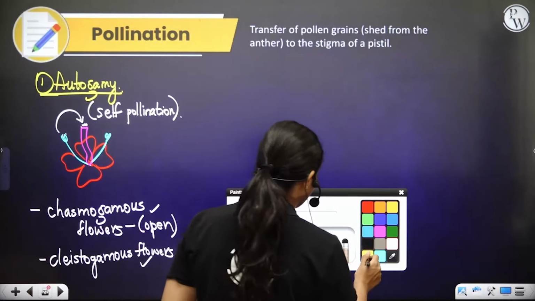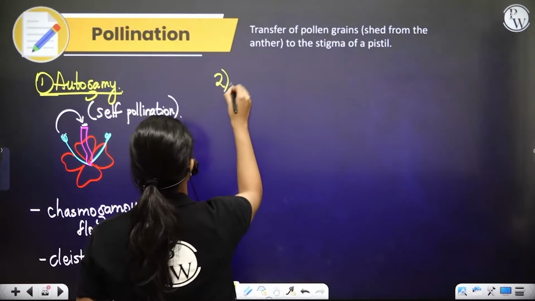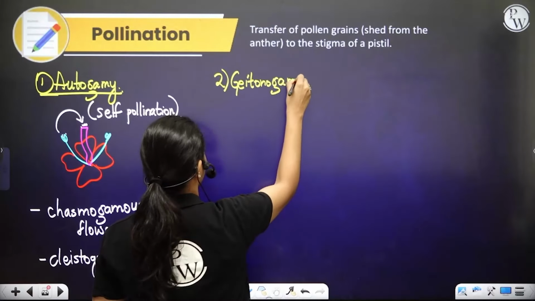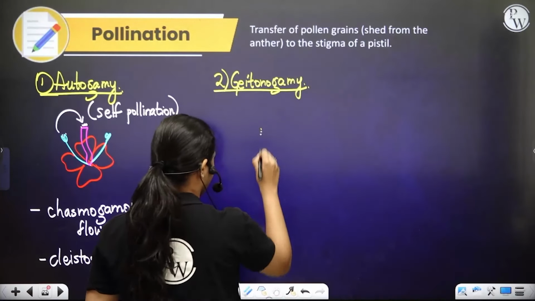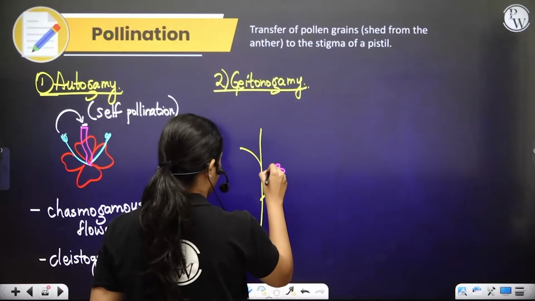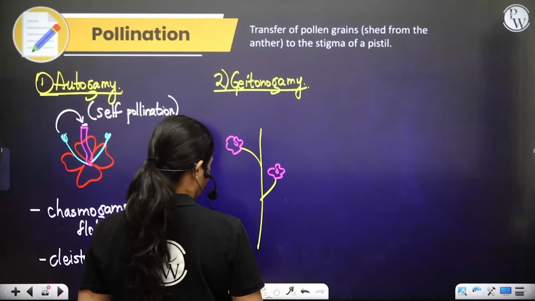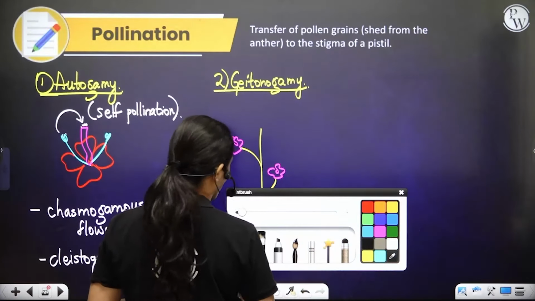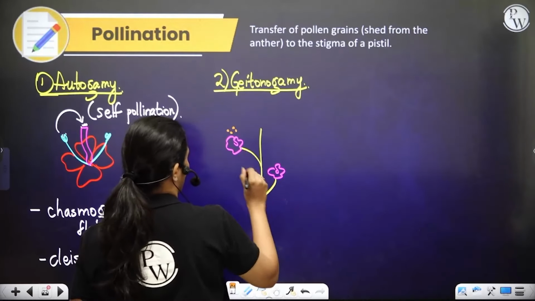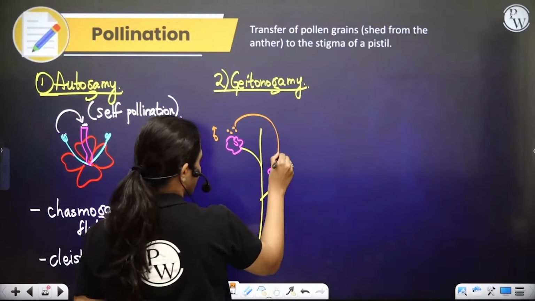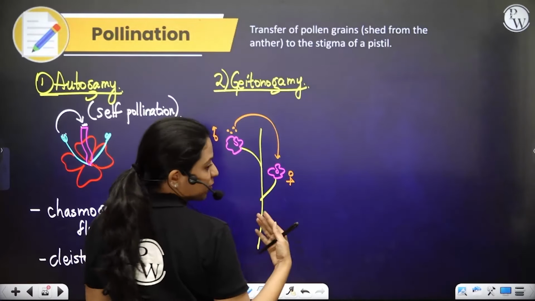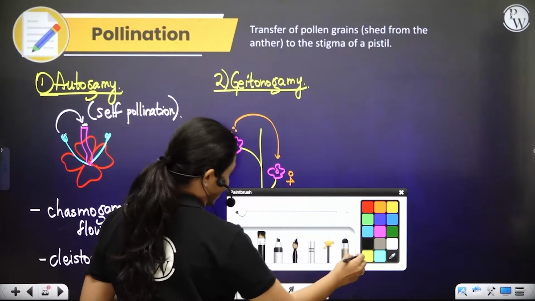Now let's learn about the second type of pollination, which is called geitonogamy. Over here, if you take a plant, let's say this is a flower, this is a flower. Over here, the transfer of pollen grains happens between two flowers belonging to the same plant. The pollen from one flower drops on the stigma of another flower belonging to the same plant. Such type of pollination is called geitonogamy.